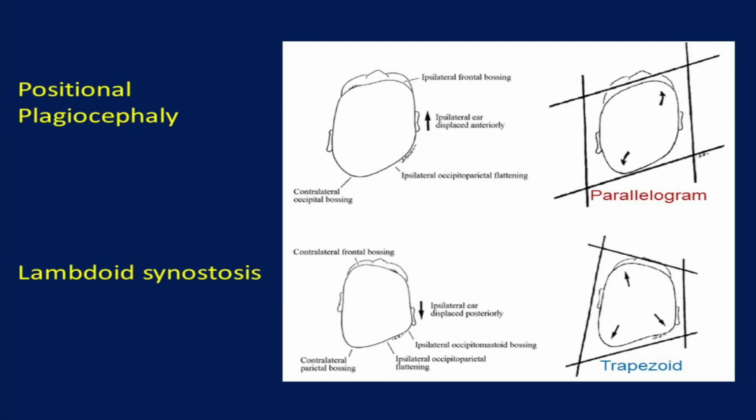How do we make that distinction? Well, the easiest way is to look from the top down, or the vertex view. If you see more of a parallelogram shape, this is more consistent with a positional plagiocephaly. This is opposed to a trapezoid shape, which is more consistent with lambdoid or unicoronal craniosynostosis.